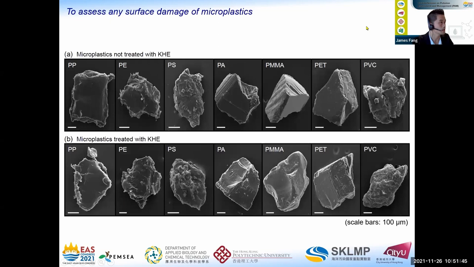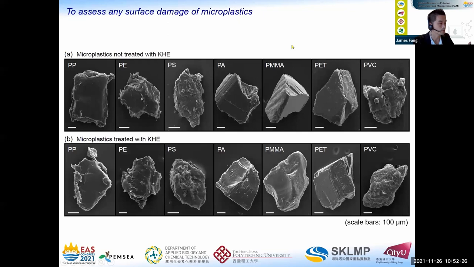Here are the results. On this slide, we compare the surface of microplastic not treated with KHE and treated with KHE. They are different particles. Some particles were treated with KHE, some were not. We didn't observe a clear change due to the KHE treatment based on scanning electron microscope. These are the SEM images. We don't observe any clear change.